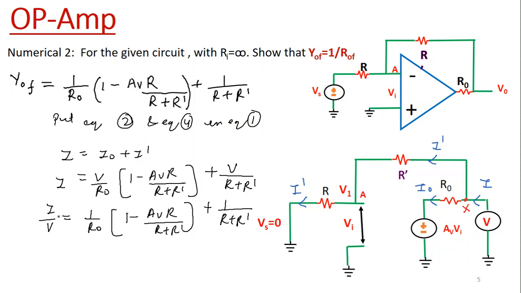I upon V means it is the admittance value. So this is the output admittance with feedback, YOF, which we had to find. Hence we have proved the equation from the circuit diagram given.